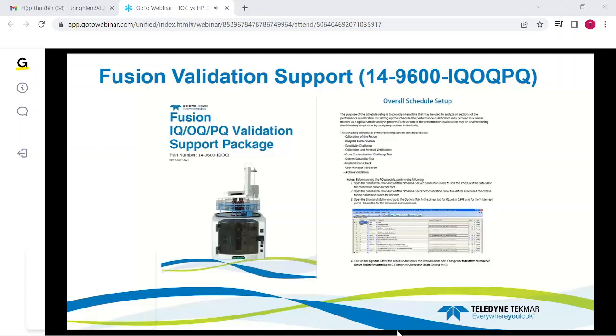So, in conclusion, there is another option out there for cleaning validation, and it is TOC. TOC does provide a lot of different advantages that HPLC may not be able to provide you instantaneously.